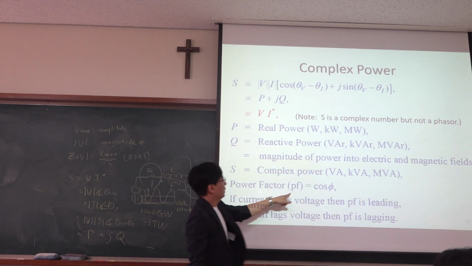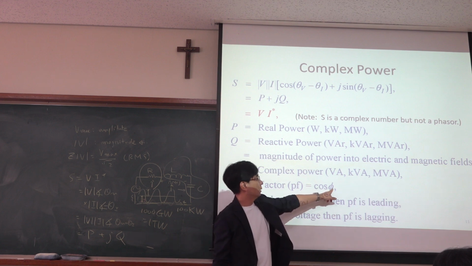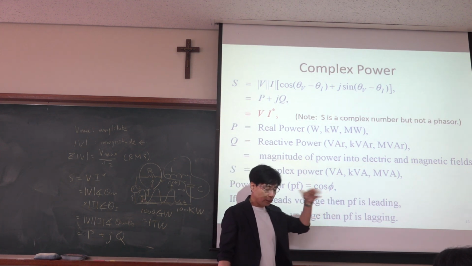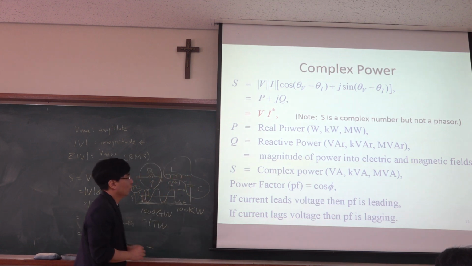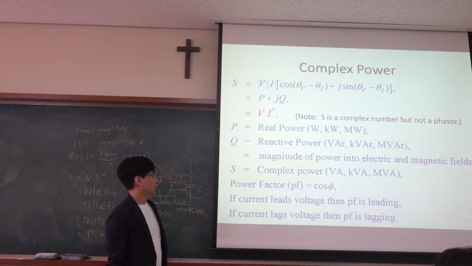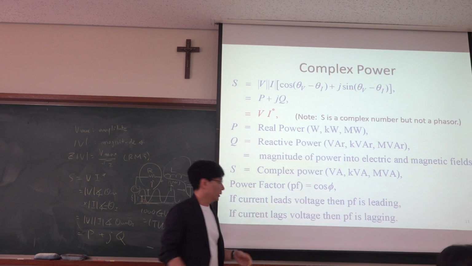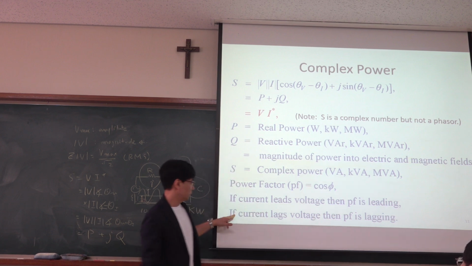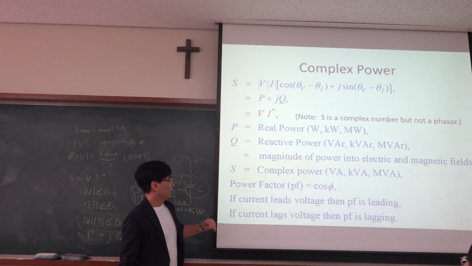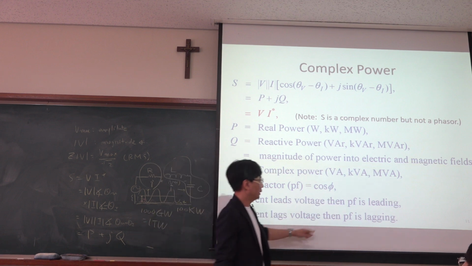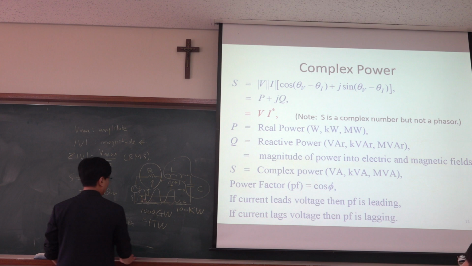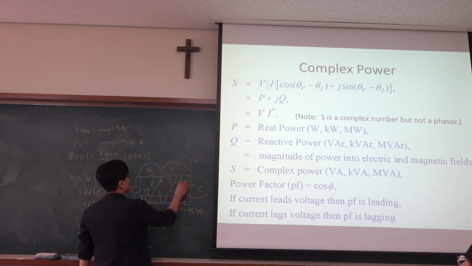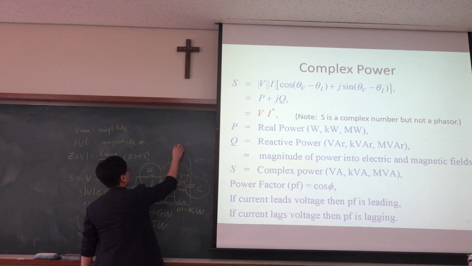And the power factor is cosine of theta v minus theta i. I think you will be confused by this, so please just focus on this part. When the current lags the voltage, then the power factor is called lagging. And that happens here. Lagging.